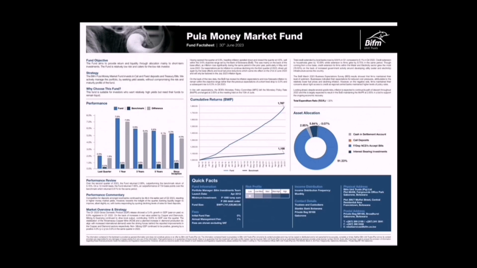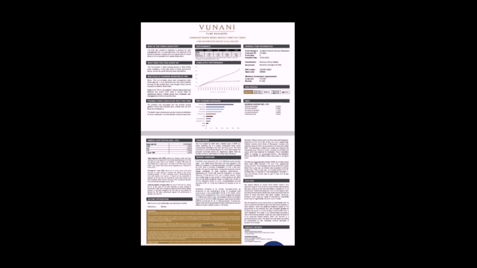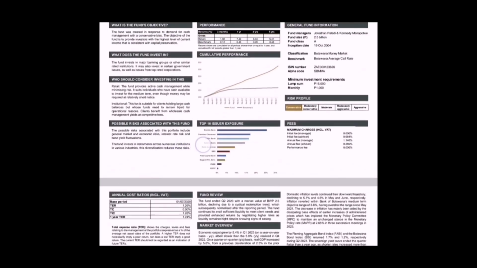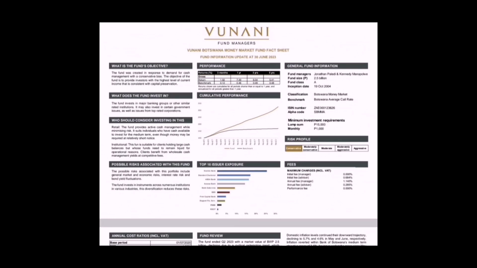Let's look at another fund fact sheet for a different service provider. You see there also a fund fact sheet by Vunani Fund Managers. This is also for their money market fund. Let's see, there is the fund's objective. If I may read it quickly, it says the fund was created in response to demand for cash management with a conservative bias. The objective of the fund is to provide investors with the highest level of current income that is consistent with capital preservation. So if you're talking capital preservation, you are talking conservativeness. This is a low risk fund.